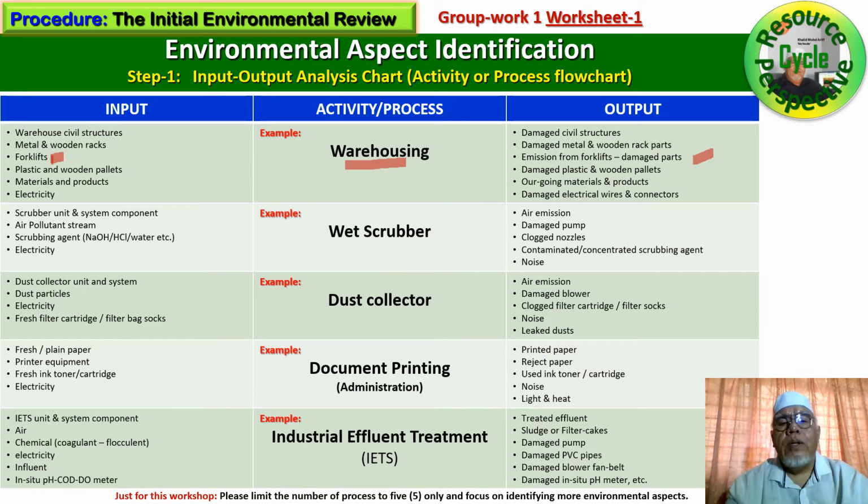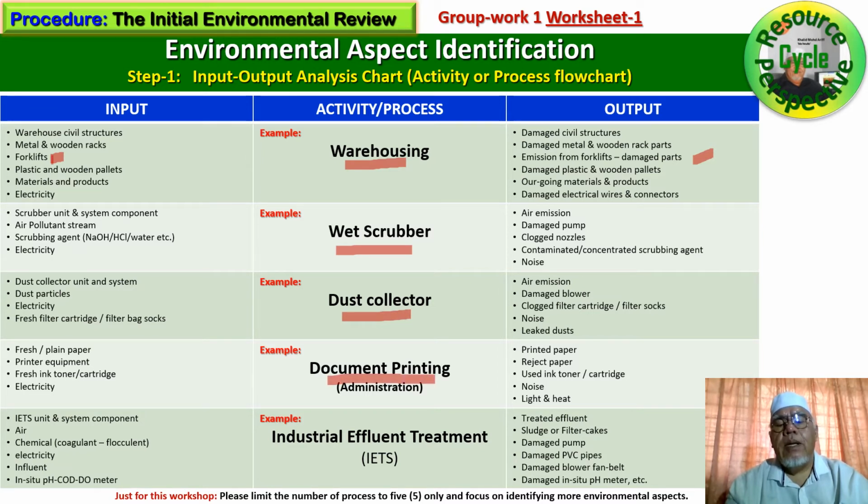The same thing for wet scrubber. So this is what I would expect to have as an initial stage of the input-output analysis, giving you the idea. But actually, we went into more detail. I will show you later. Wet scrubber, what is it? Input, output. Dust collector, what's input, output?